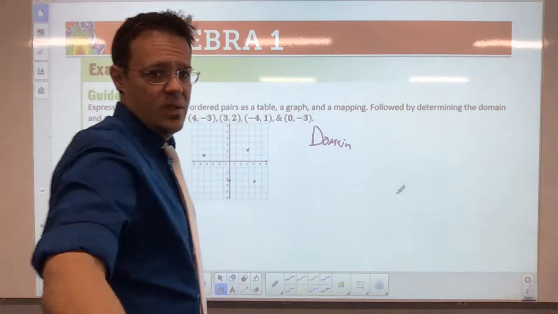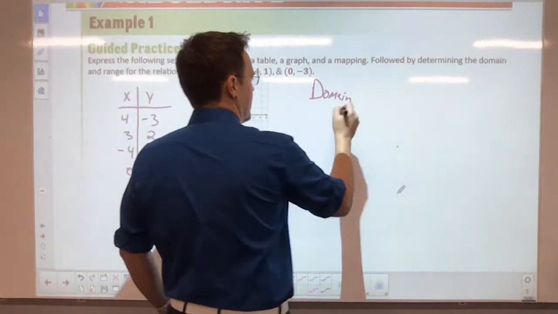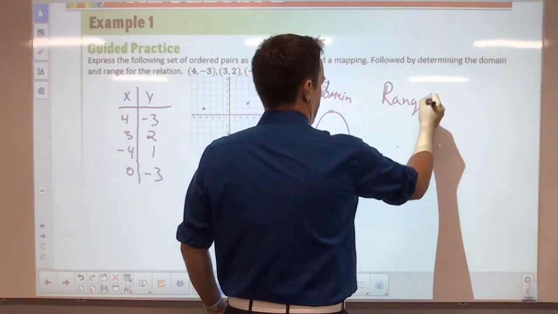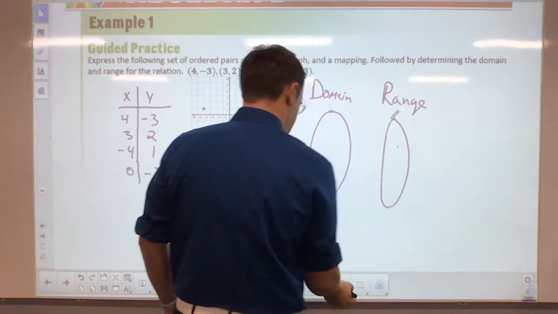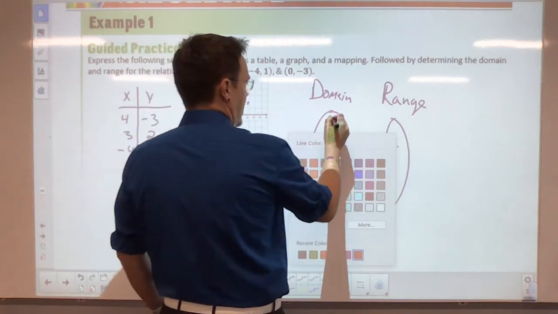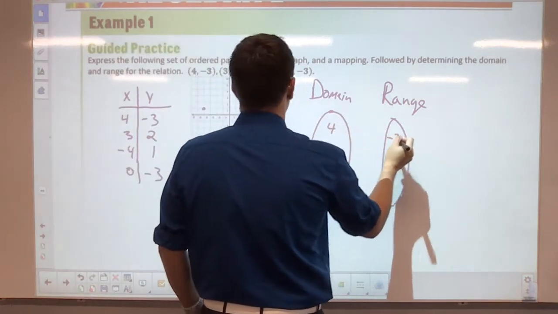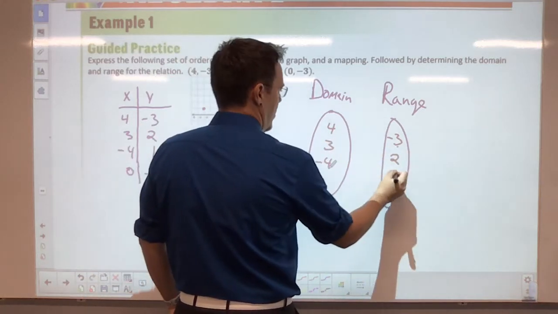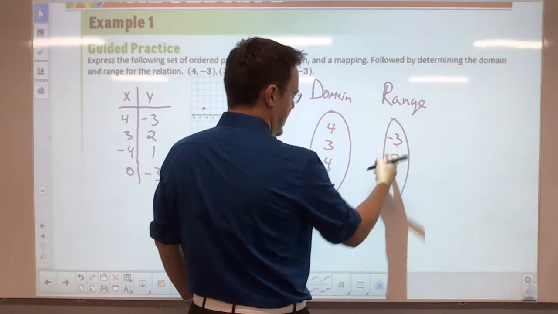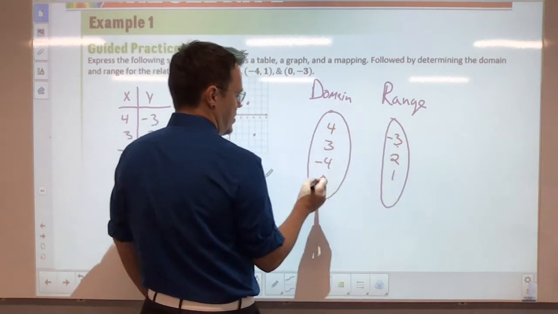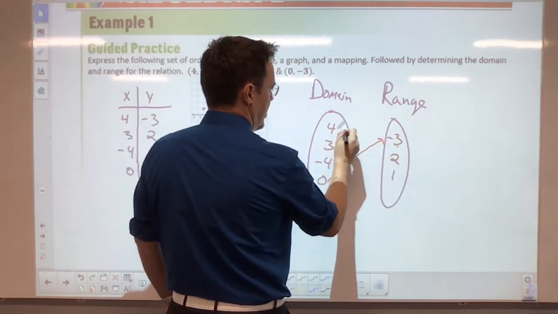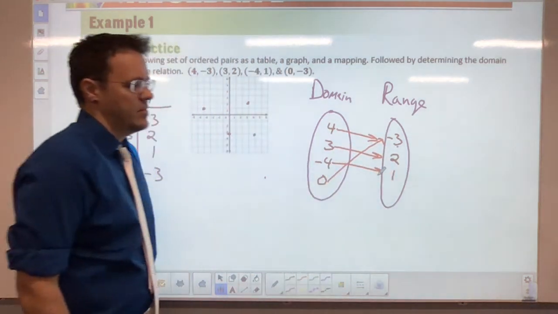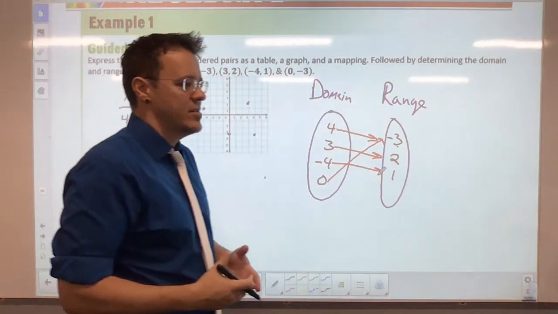The domain and range, hold on, let me bring this up. Okay, same setup with the numbers. So I'd go 4, -3, and I'd go 3, 2, -4, 1, and a 0, and then I already got a -3, so I don't write that again. But when you connect the arrows, you'd go there, and there, right, just like that.